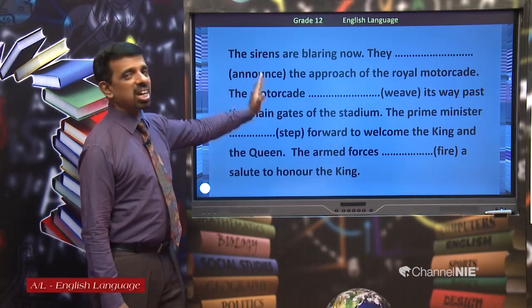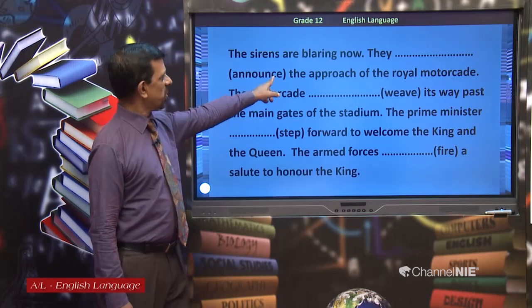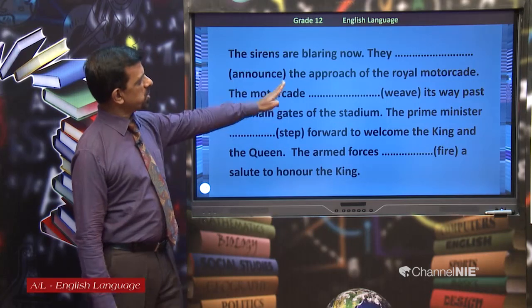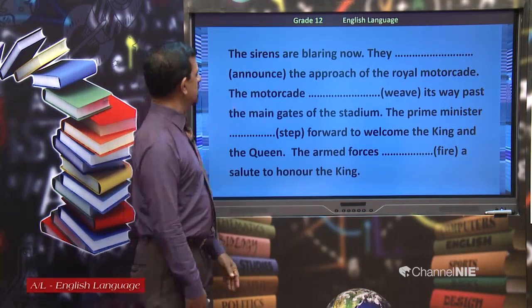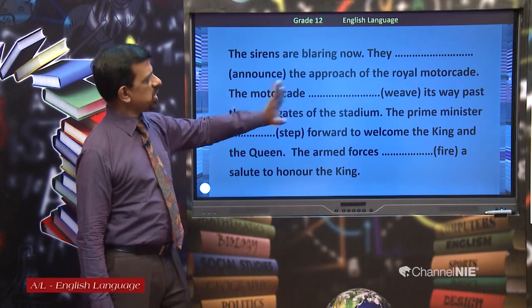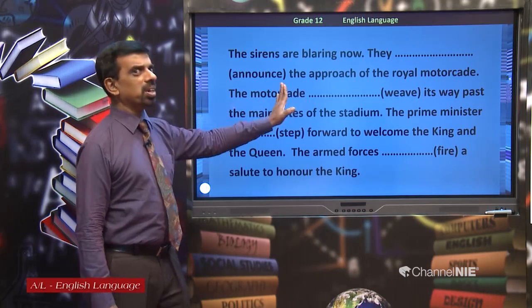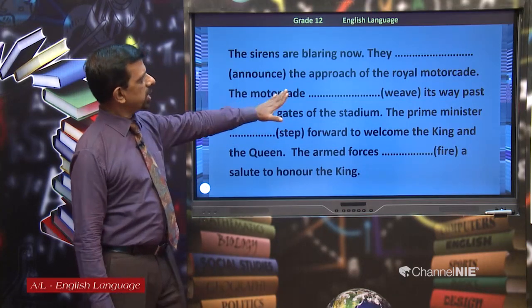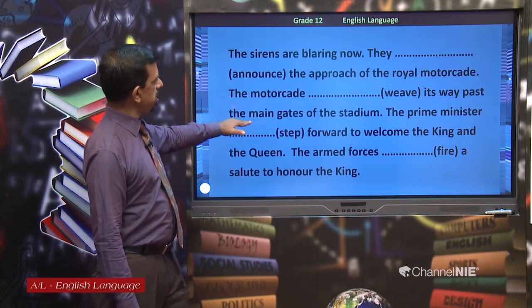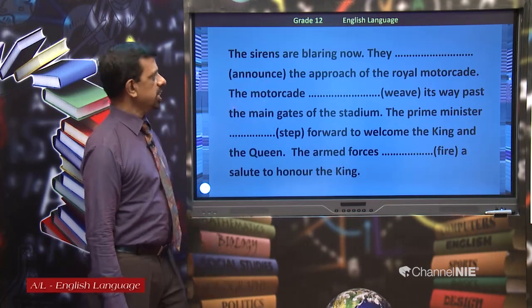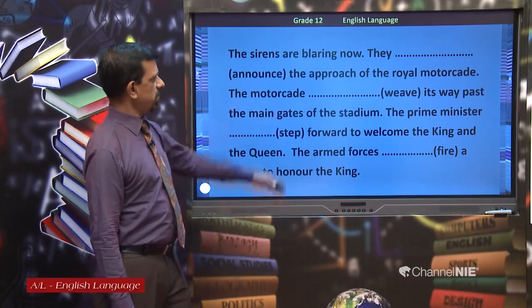They are announcing, okay, there is an E at the end, so you know the rule. They are announcing the approach of the royal motorcade. The motorcade is weaving its way. Weave may be an unusual verb for you at this time, but I'll explain to you later. The motorcade is weaving its way past the main gates of the stadium.